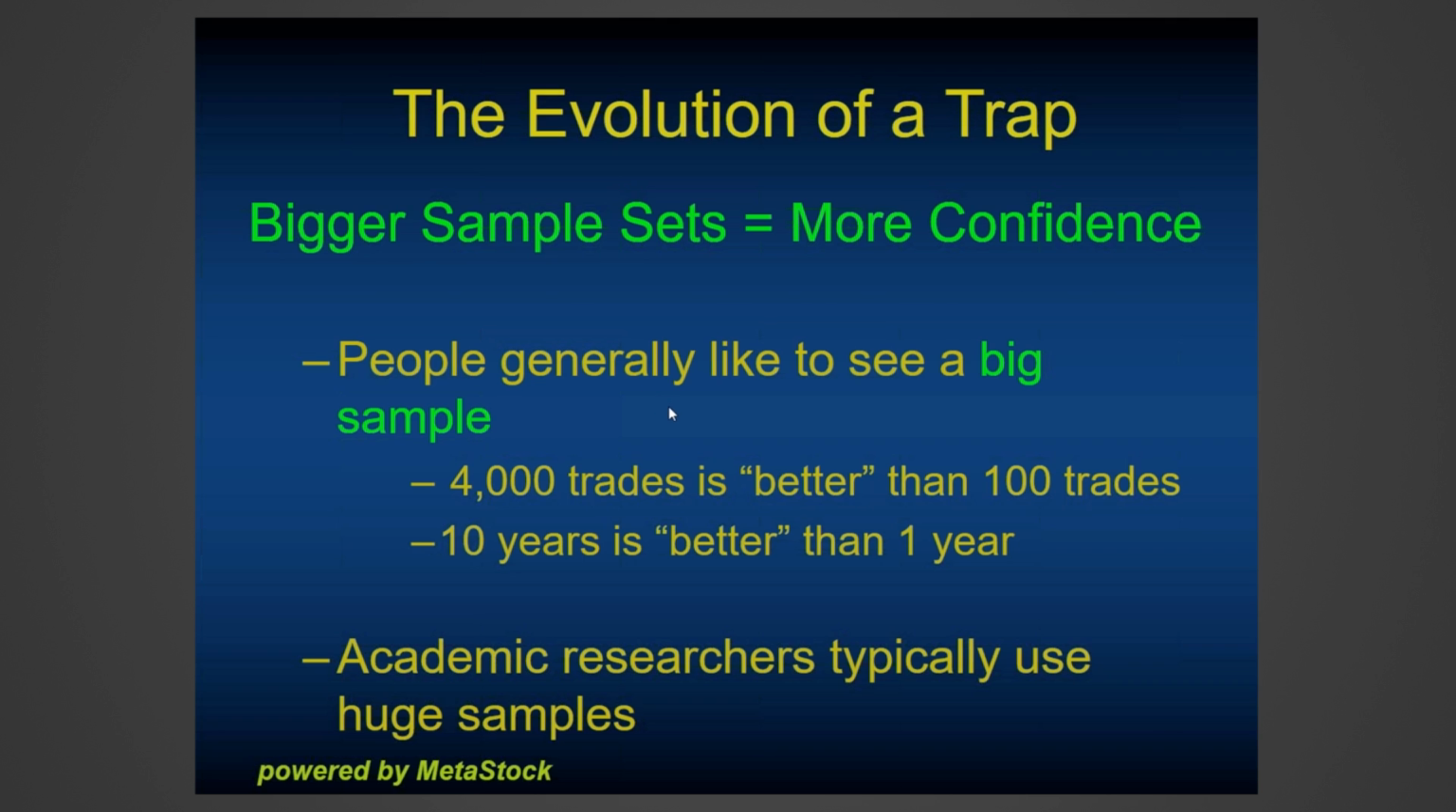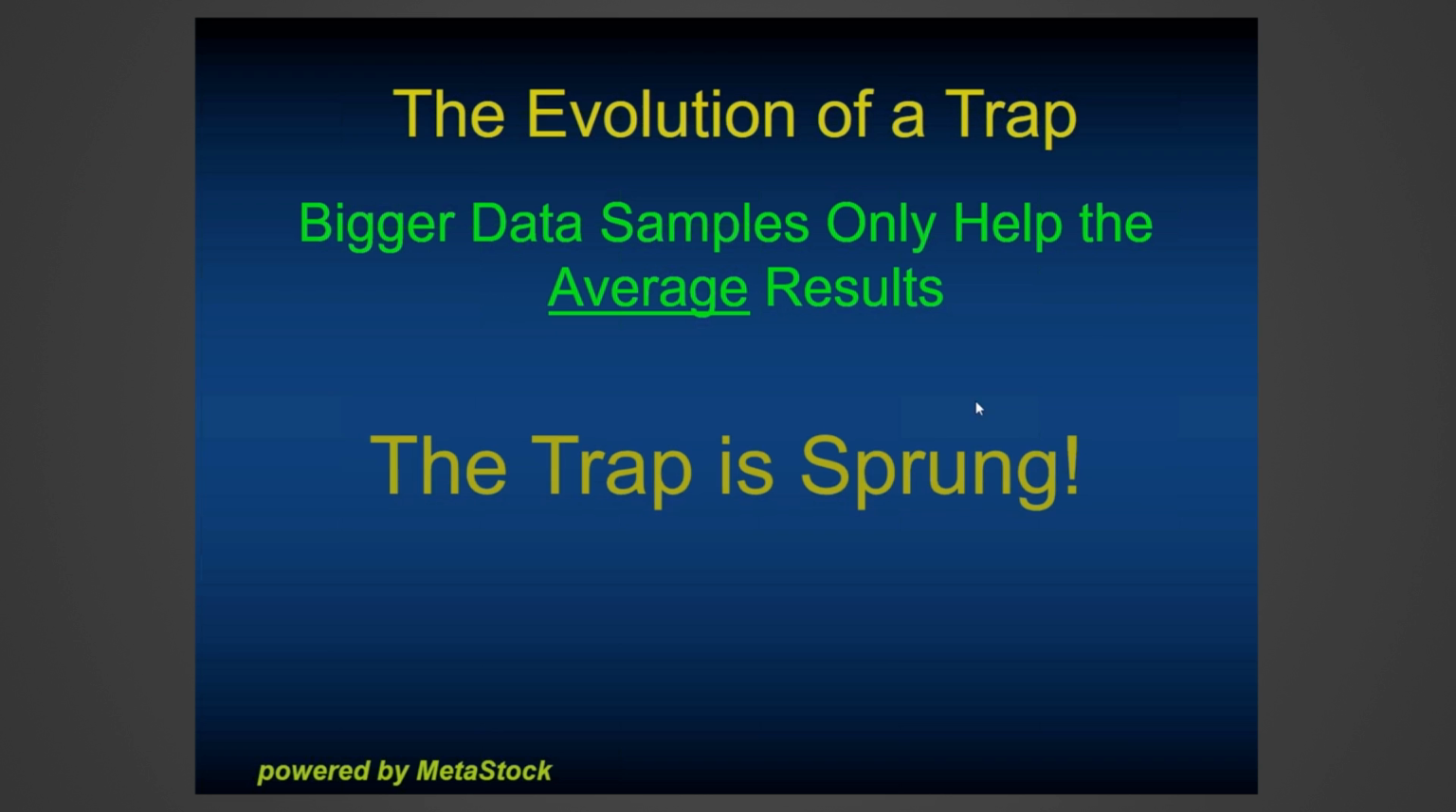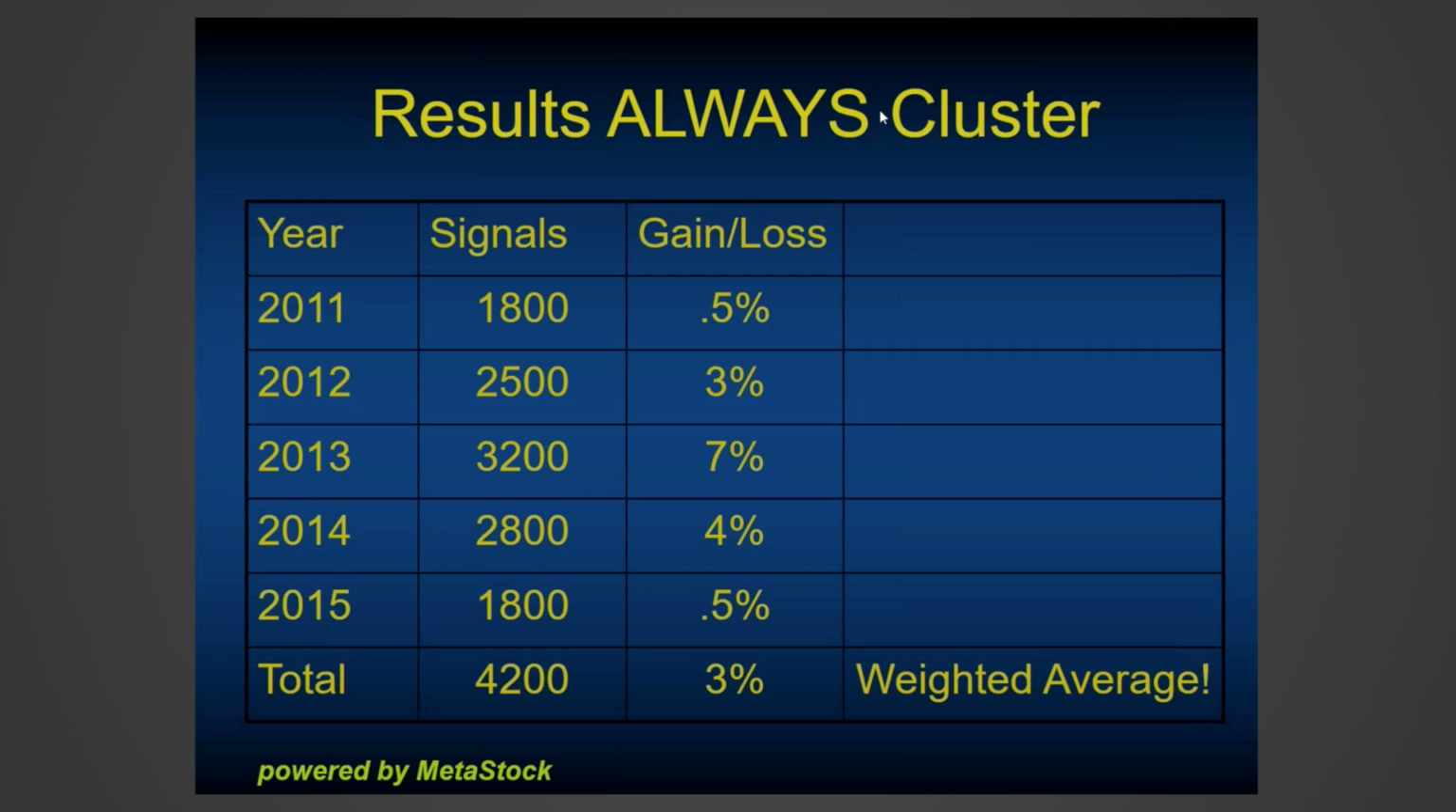Now here's where the trap gets sprung. The bigger data samples only help the average results. And let me just explain that here, because this actually springs the trap. Sure, you can have 10 years of data, and that makes the averages all the more accurate. But in the real world, when you actually get to trading the rules that come out of these systems or algorithms, the results always cluster.